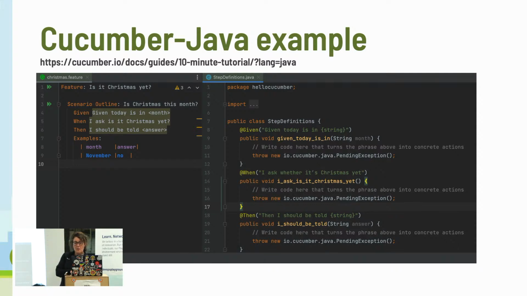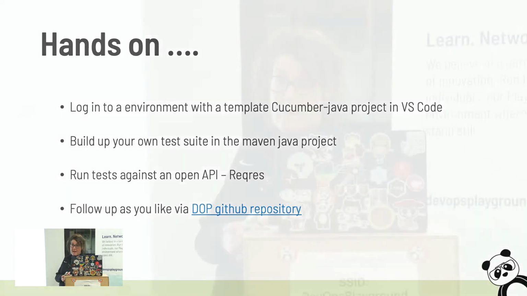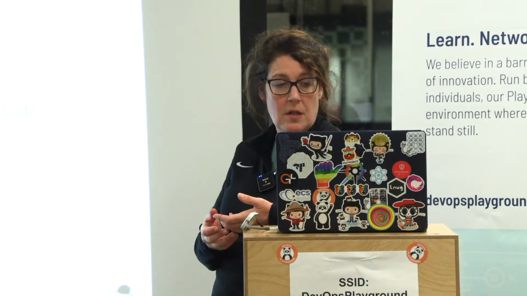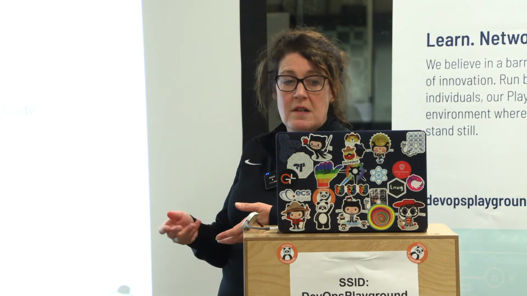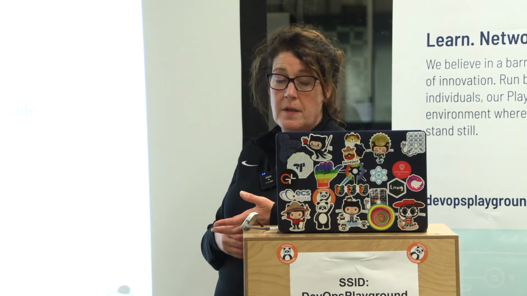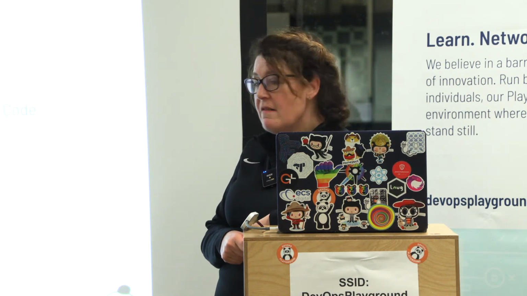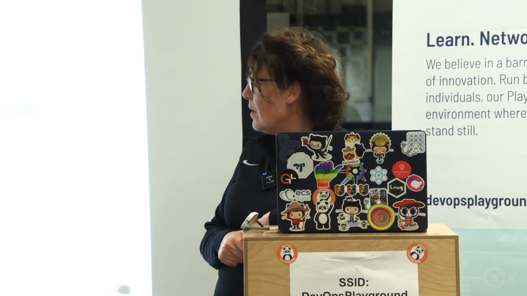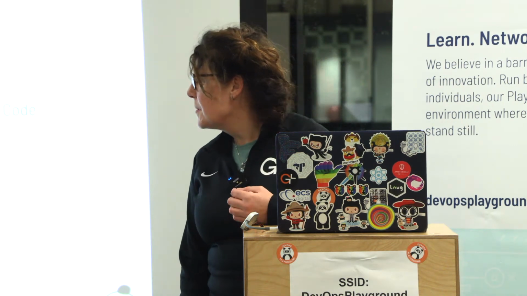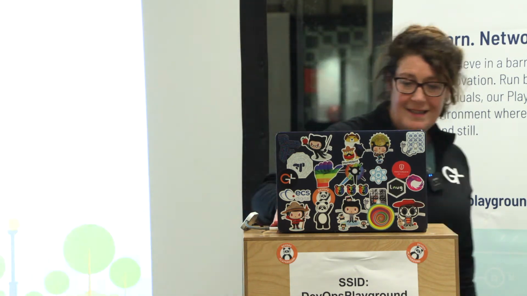So without delay, we're going to start the hands-on. And Matt's going to take you through this. You'll be logging into an environment where everything is pre-installed. You've got a Cucumber Java project. You'll build your own test suite in a Maven Java project. And then you can run tests against the open API that's been selected, requests. And the materials are available for you online with the DevOps Playground GitHub repository. So, enjoy.